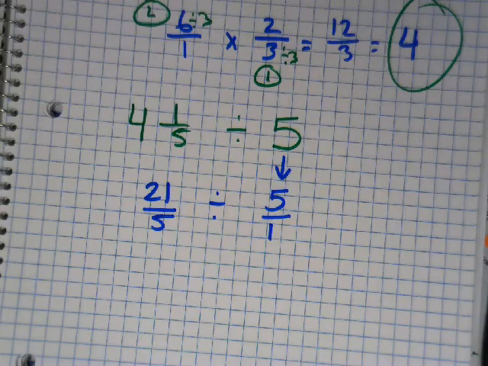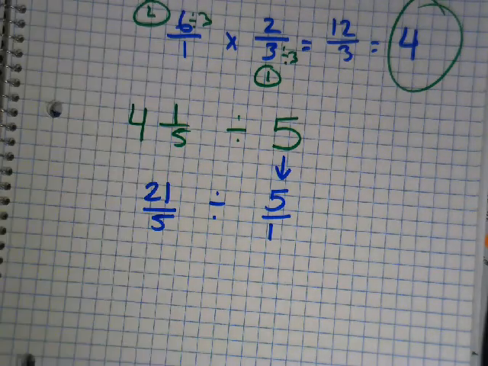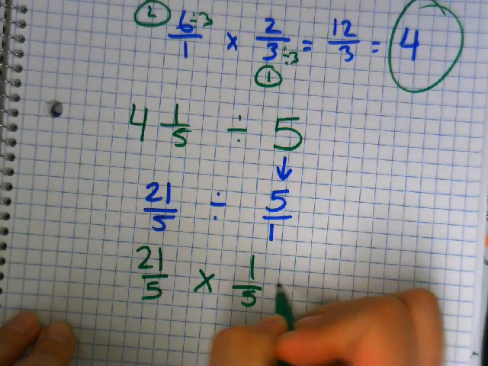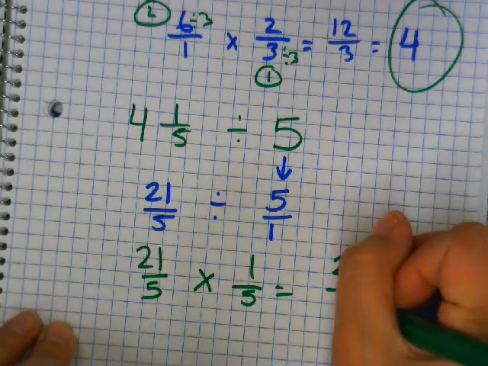21 over 25? Yes. Is there anything I can divide? Oh, shoot, I'm behind. So this turns into 21 over 5 times 1 over 5, which is equal to 21 over 25.